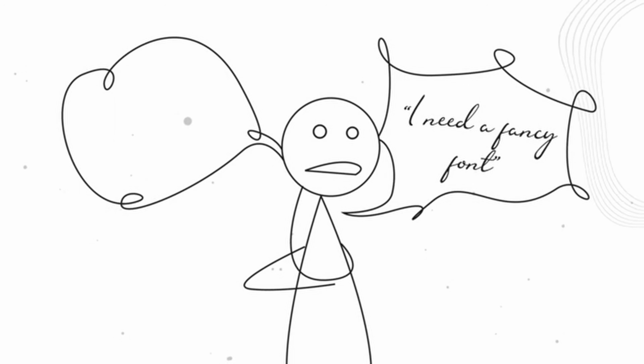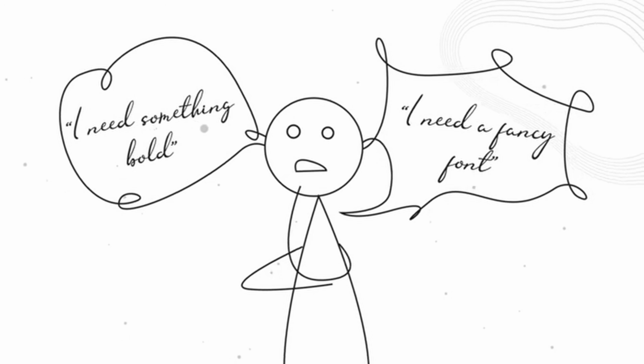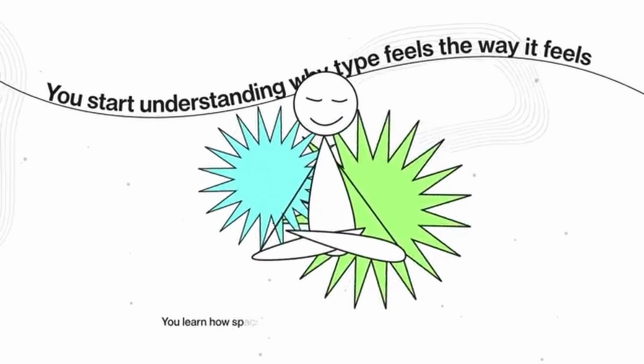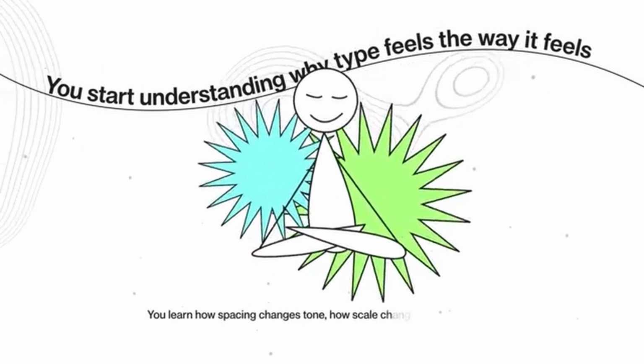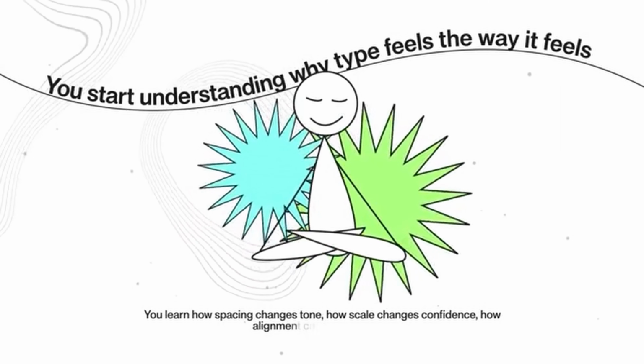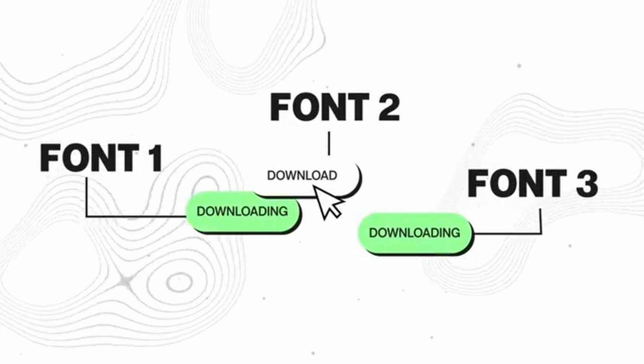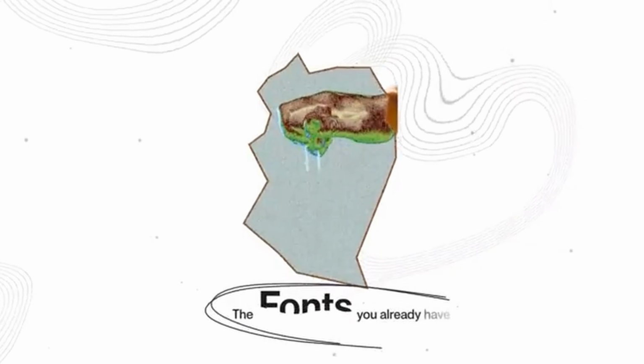This exercise helps you develop something many designers never truly learn, and that is full typography control. Instead of saying, I need a fancy font or I need something bold, you start understanding why type feels the way it feels. You learn how spacing changes tone and how scale changes confidence, and also things like how alignment changes intention on a design. You then stop relying on downloading new fonts for every single project, and instead, you learn to squeeze every expressive drop out of the ones you already have.